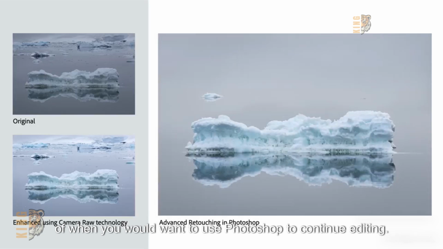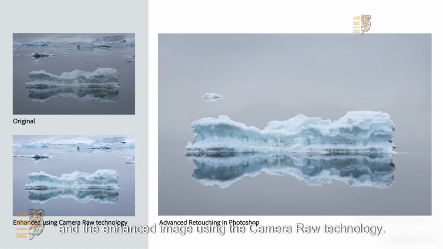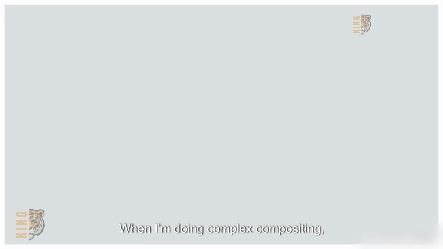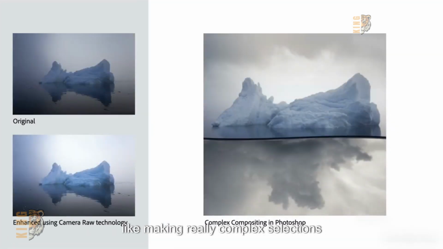Let's take a look at a few examples of when you would want to use Photoshop to continue editing. So here we have the original and the enhanced image using the Camera Raw technology. But if I want to remove distracting elements or combine multiple images or remove objects and backgrounds, then I would definitely want to do that in Photoshop. When I'm doing complex compositing, like making really complex selections or creating intricate masks and compositing multiple images together like I have in this image, then again, I would want to use Photoshop.